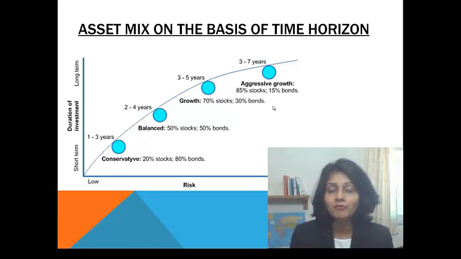So if you have a long time horizon, say if you are investing for 7 years, 10 years, 15 years, then you should take an aggressive approach and you should invest more in stock. It could be 85% or even more, depending upon your comfort level, your comfort in stocks, your knowledge of stocks, and less towards bonds.